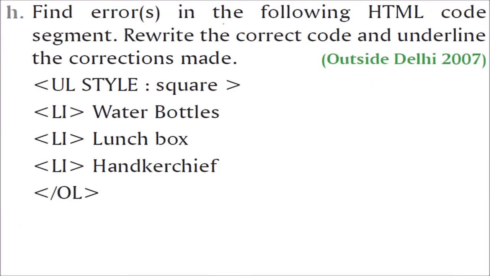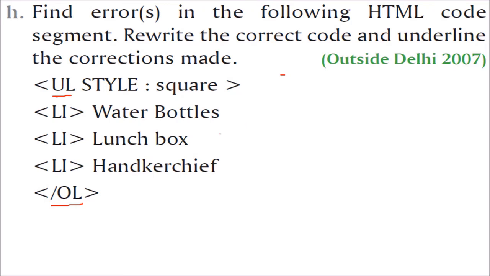Find errors in the following HTML code segment, rewrite the code and underline the correction made. So I'll underline and rewrite here itself. This is UL, unordered list. See, this unordered list is ending with an OL, which is not possible.